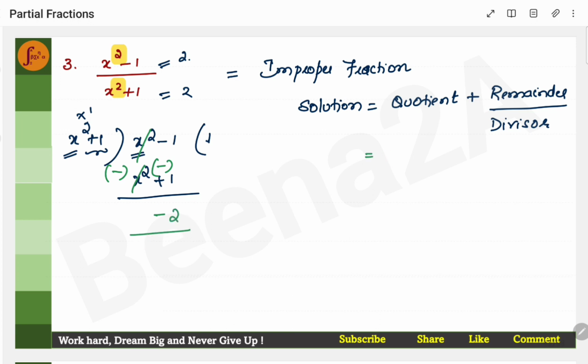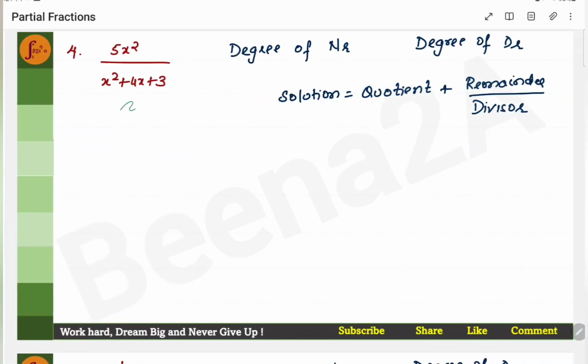Right? I'll write the final answer. Quotient is 1. Remainder is minus 2. Divisor is x square plus 1. So this is the final answer. Now let's solve the fourth problem.